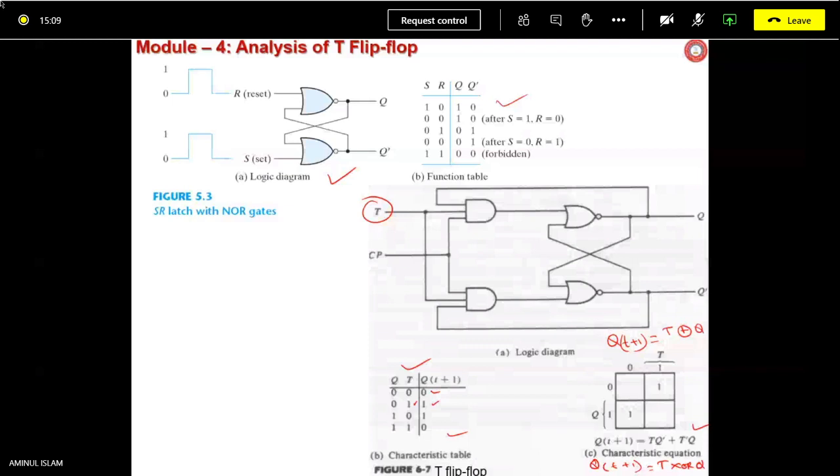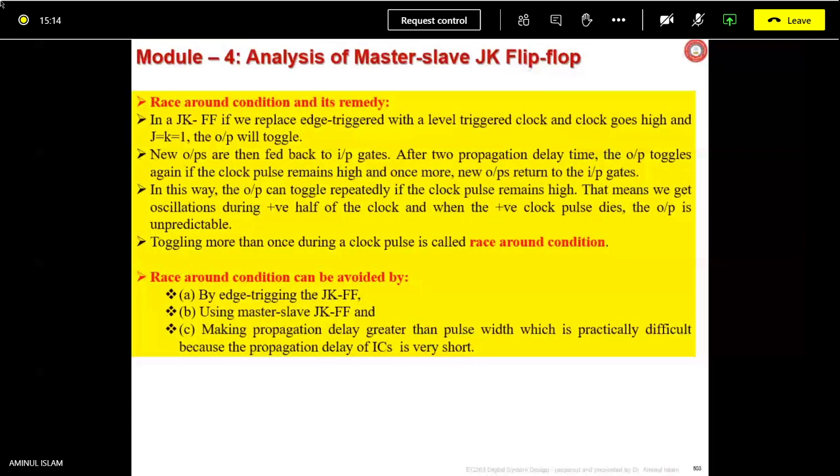This race around condition is summarized here. In a JK flip flop, if we replace edge triggered with a level triggered clock and the clock goes high and JK equals 1, the output will toggle. That is known to us. New outputs are then fed back to the input gates. After 2 propagation delay time, the output toggles again if the clock pulse remains high, and once more new outputs return to the inputs. Is it clear?